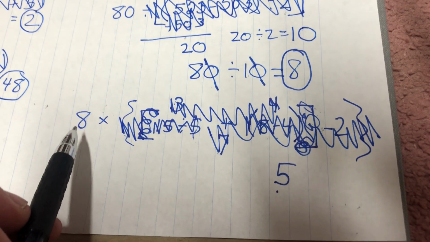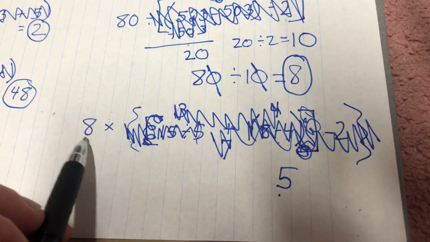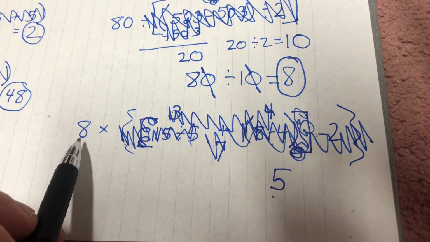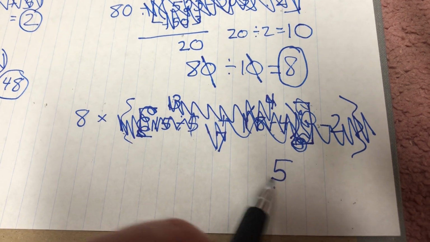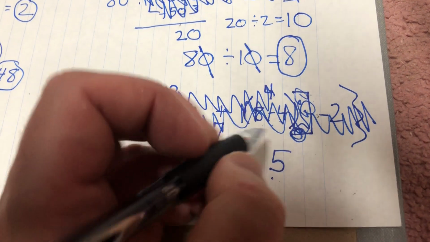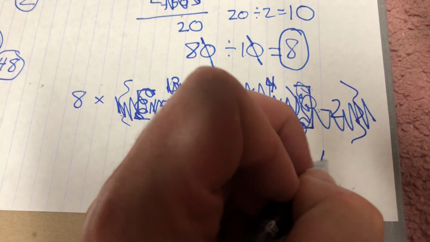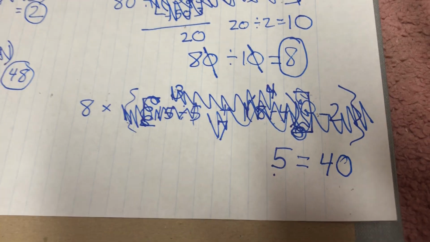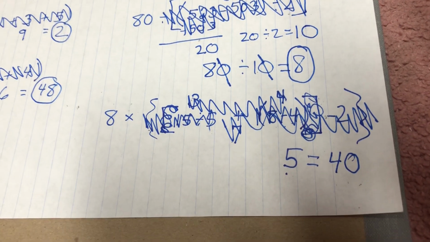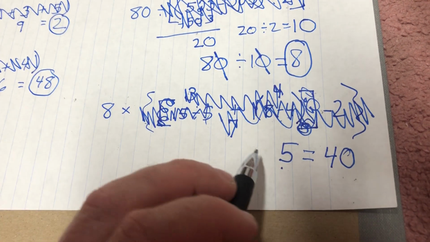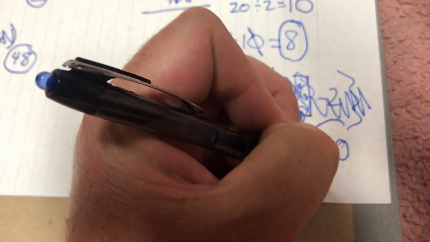That now leaves me, now I've got to address this 8 that was way out here from the beginning, and it leaves me with 8 times 5. Well, 8 times 5 equals 40. And as a fifth grader, we should know that in our multiplication tables. 8 times 5 equals 40.